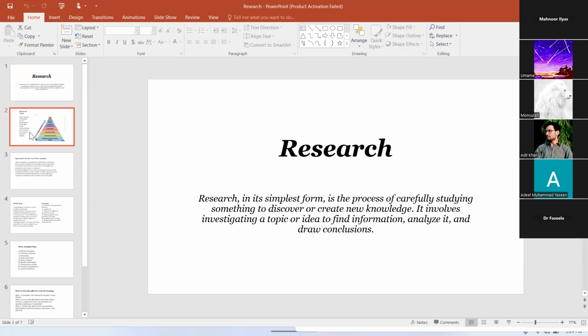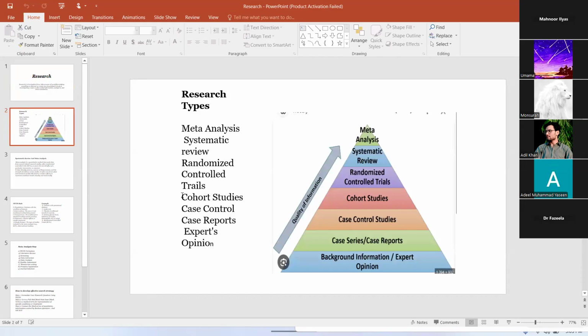In simple form, this is what we call research, right? Now there are different types of research. First, I'll cover some of the basic concepts through these PPTs, and then we'll move on towards the practical work, okay? There are a lot of different ways to classify research. One way of classification is this, which we call the triangle of research and epidemiology flow diagram too.